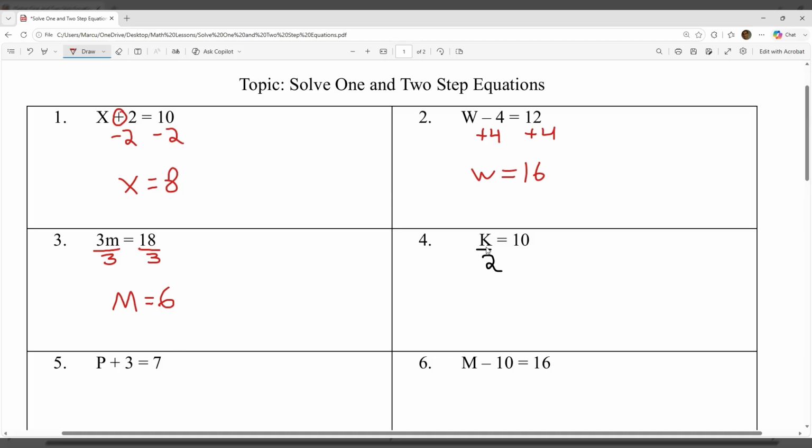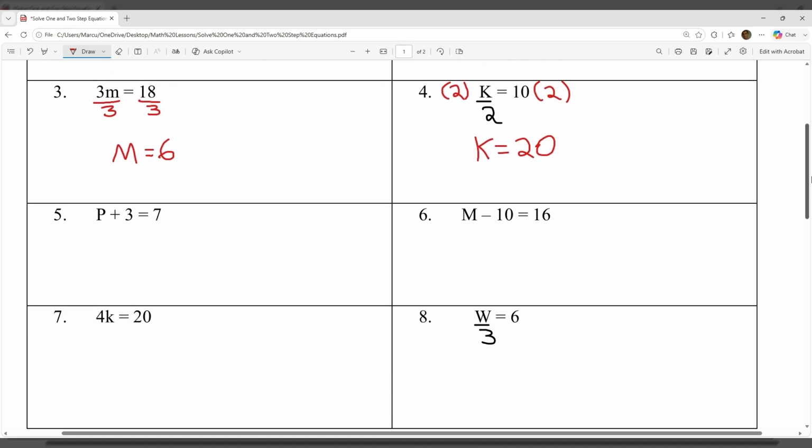And then question 4, whenever you see a fraction like this, that's division. So instead of dividing, you're going to multiply. So you multiply by 2 both sides. Why 2? Because 2 is the number that goes with k, and you're trying to isolate k, meaning k needs to be by itself. The 2's cancel each other, and 10 times 2 makes 20. So k equals 20.